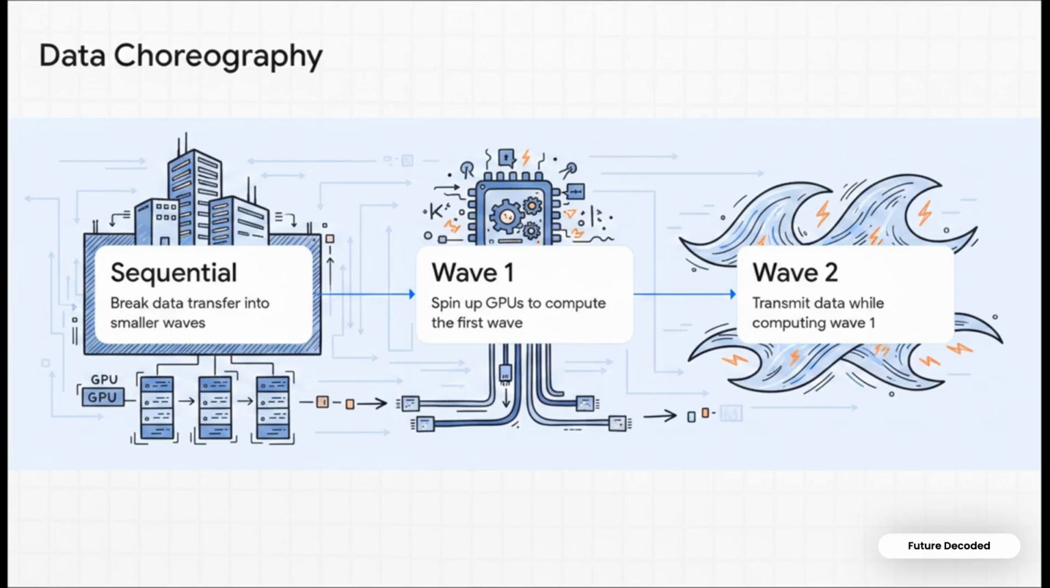They broke it down into sequential waves. While the GPUs are actively crunching the numbers for wave 1, the data for wave 2 is already traveling over the network. Communication and computation are so perfectly overlapped that no hardware ever sits idle.